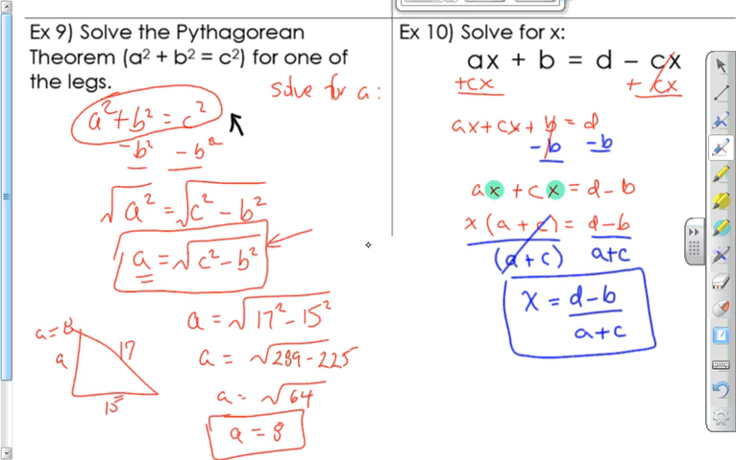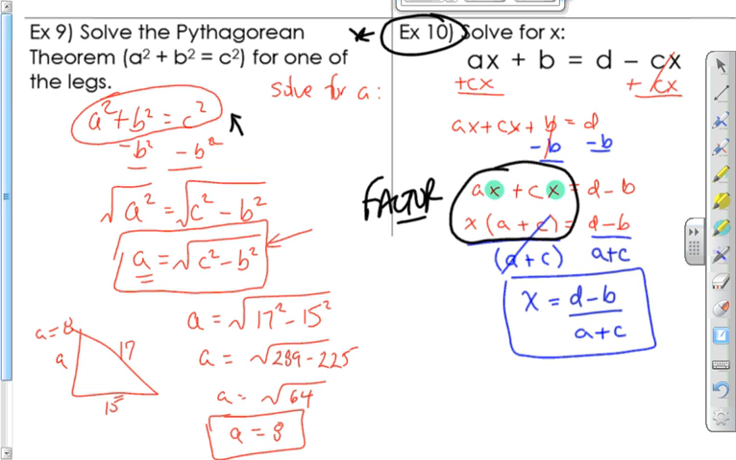Well, I hope this was helpful. Keep in mind that on your homework, there are a couple of problems where you're going to want to use the distributive property to factor. It will be helpful in solving.